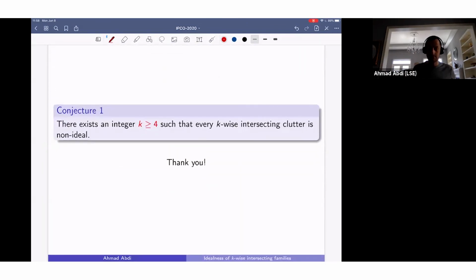Anyways, I didn't have time to go through any of this. Unfortunately, I was going too slowly. But the main message of the talk is basically this conjecture. I refuted it for k equals 2 and k equals 3, and I'm putting it out there for k equals 4. We believe it's true for k equals 4. All right, okay, thank you.